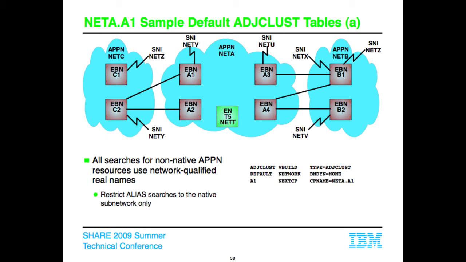Instead, whenever we got an alias search in, we would always assume that the resource we're looking for is somewhere inside our network. And so the default table for A1 would simply have A1's name in it. That's the way I force the search of my own network.